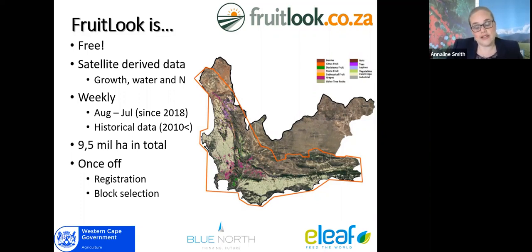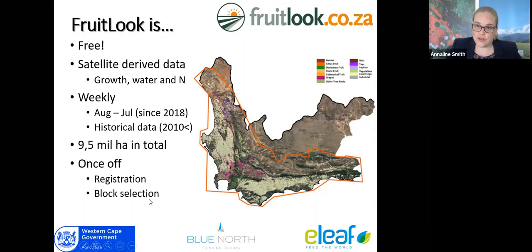So that whole area, which is this orange border here, this is the whole area that we cover. That's 9.5 million hectares in total. I think it covers about 200 million hectares of fruit that was planted. But we cover this whole area, whether you're in the mountain or anything. You'll see it basically excludes the Groot Karoo, but the rest of the province is in there.